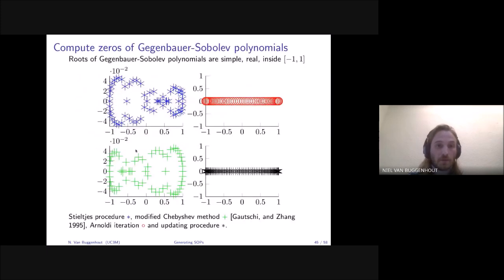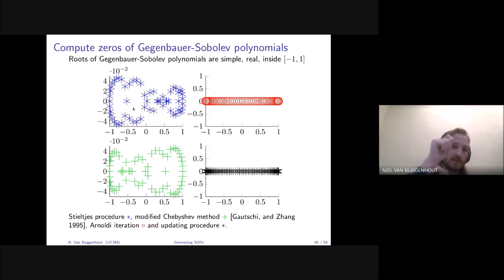One small numerical example, and then I finish. So here we are going to compute the roots of these Gegenbauer-Sobolev polynomials, which we were talking about the whole time. And we know that they are simple, real, and inside -1, 1. Now we compute this by taking the eigenvalue decomposition of 4 different Hessenberg matrices. Well, they're different in the sense that they're computed with different algorithms.